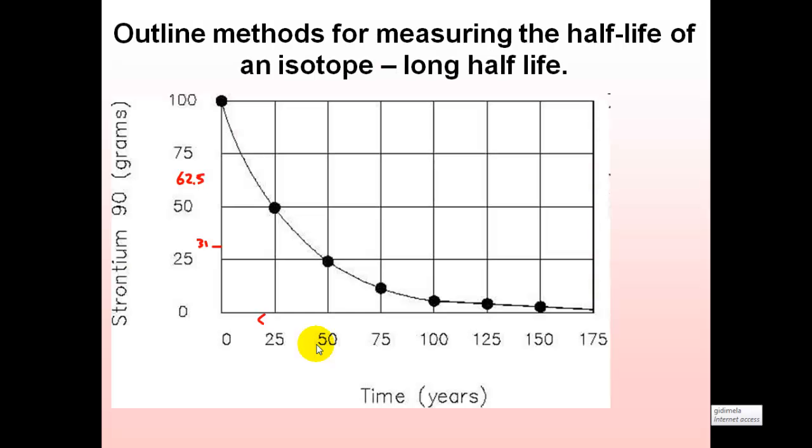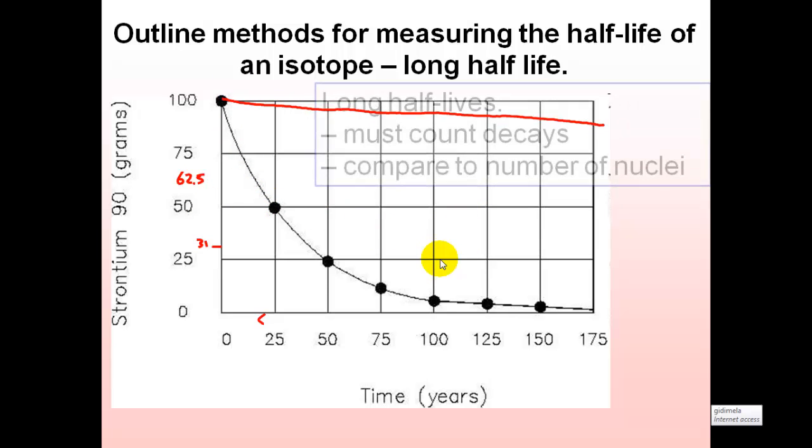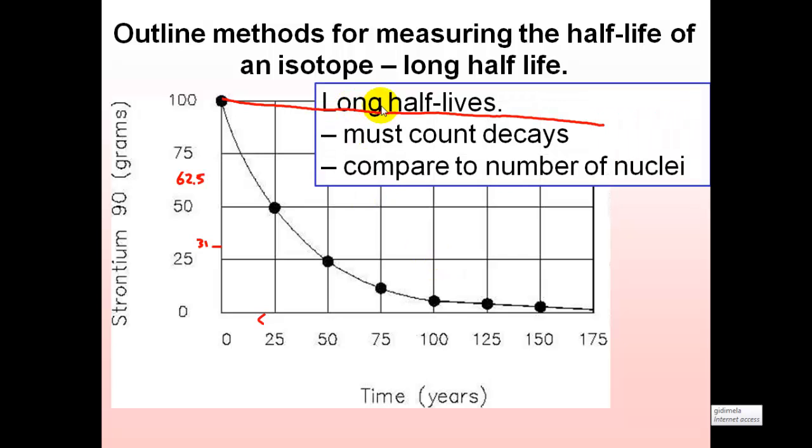So here is an example that we looked at before, where we have a sharp decay curve here, but with a very long half-life. This is such a straight line, we can't be around long enough to detect when it's actually going to be coming down to half the value. So we have to use this method. With long half-lives, we must count the decays and compare to the number of nuclei.